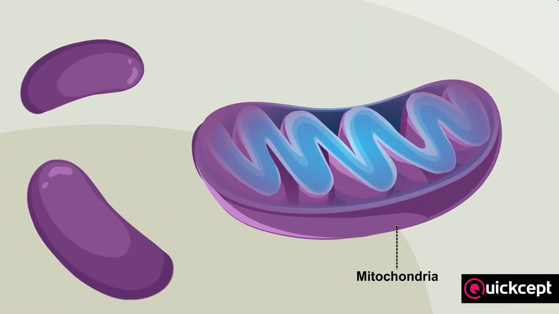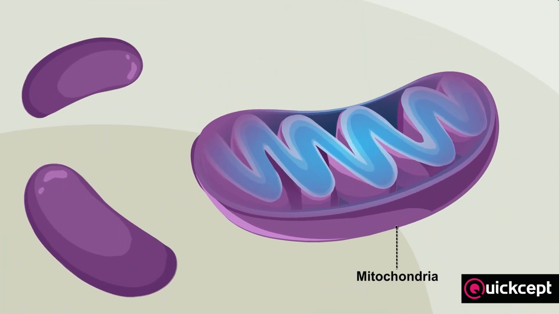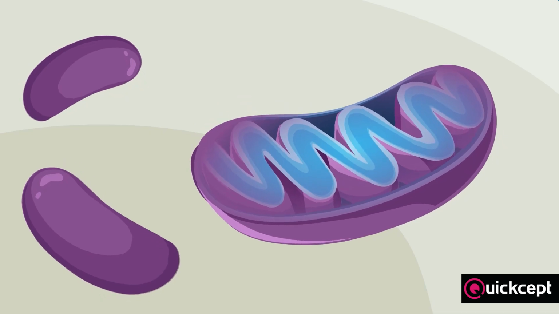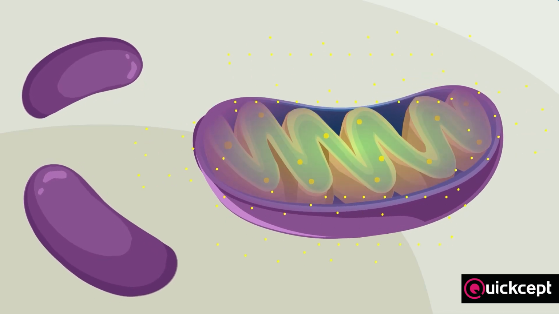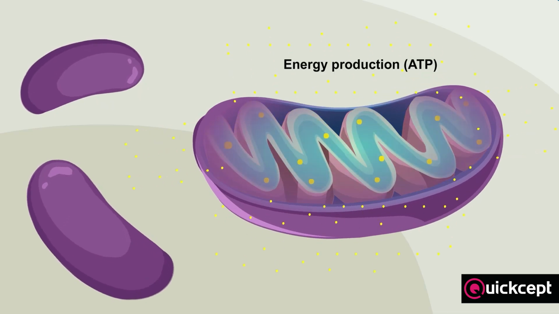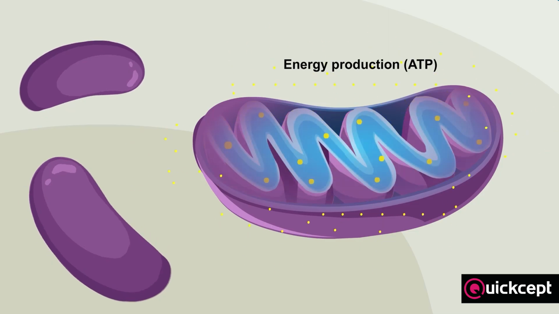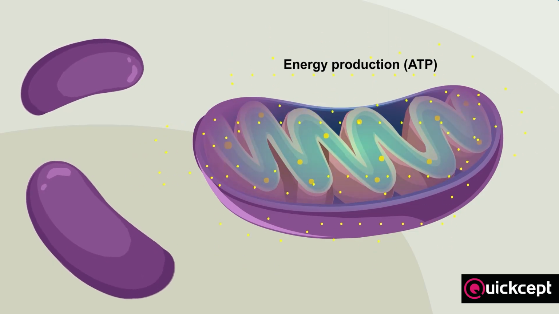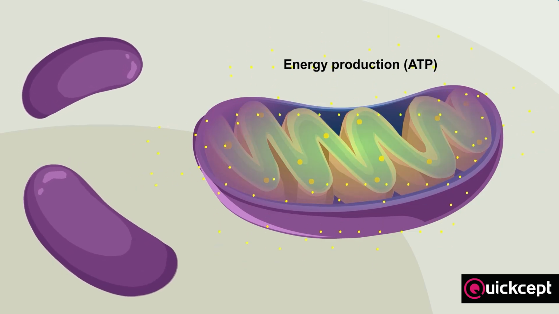The mitochondria are known as the powerhouses of the cell. During a process called cellular respiration, the mitochondria produce ATP molecules that provide energy for all cell activities.